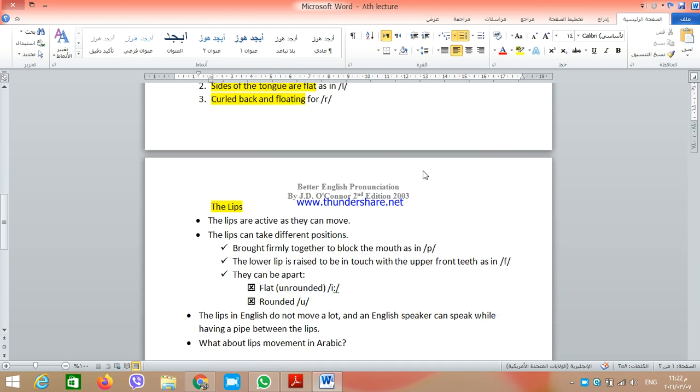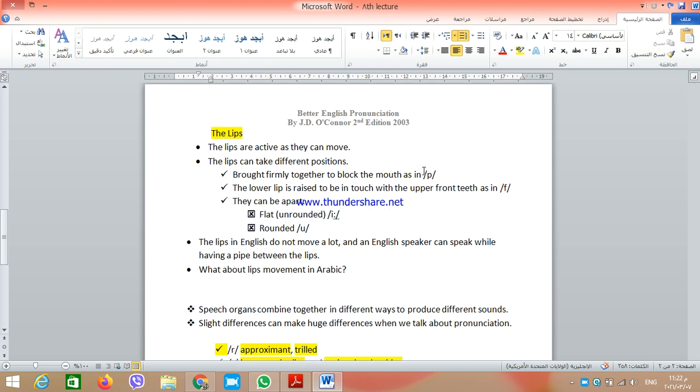Okay? Now we move to the lips. First of all, let's agree that the lips are active organs of speech. They are active, they can move. The lips can take different positions. One of these positions is that when they are brought firmly together, they are in a firm contact with each other. And in this case, the mouth will be blocked.